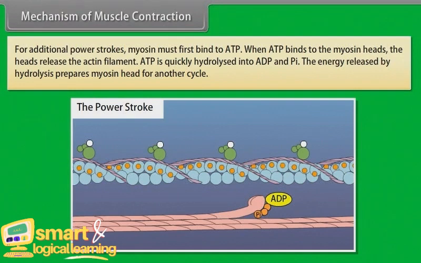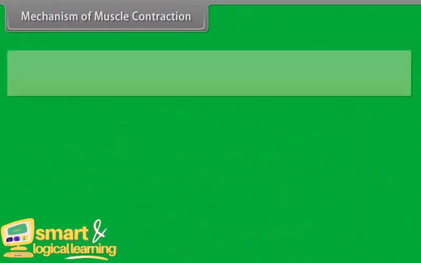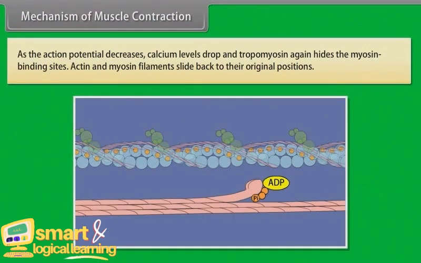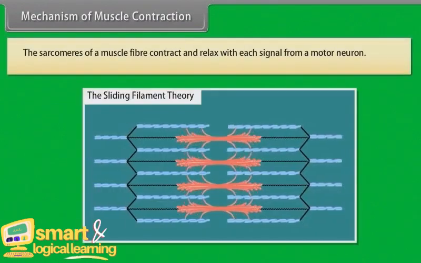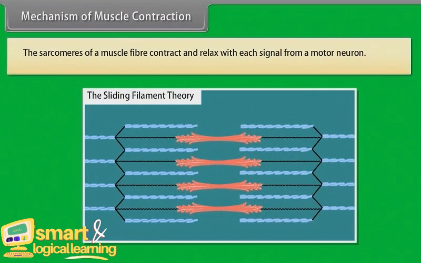ATP is quickly hydrolyzed into ADP and Pi. The energy released by hydrolysis prepares the myosin head for another cycle. As the action potential decreases, calcium levels drop, and tropomyosin again hides the myosin binding sites. Actin and myosin filaments slide back to their original positions. The sarcomeres of a muscle fiber contract and relax with each signal from a motor neuron.